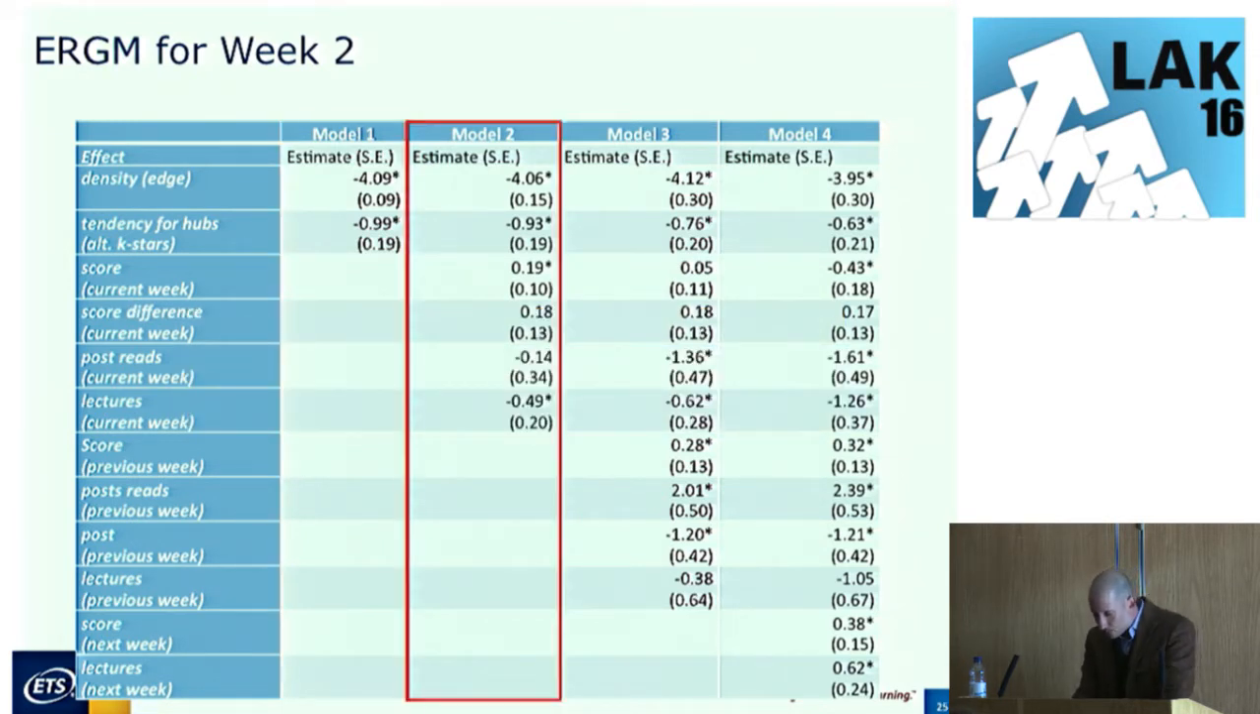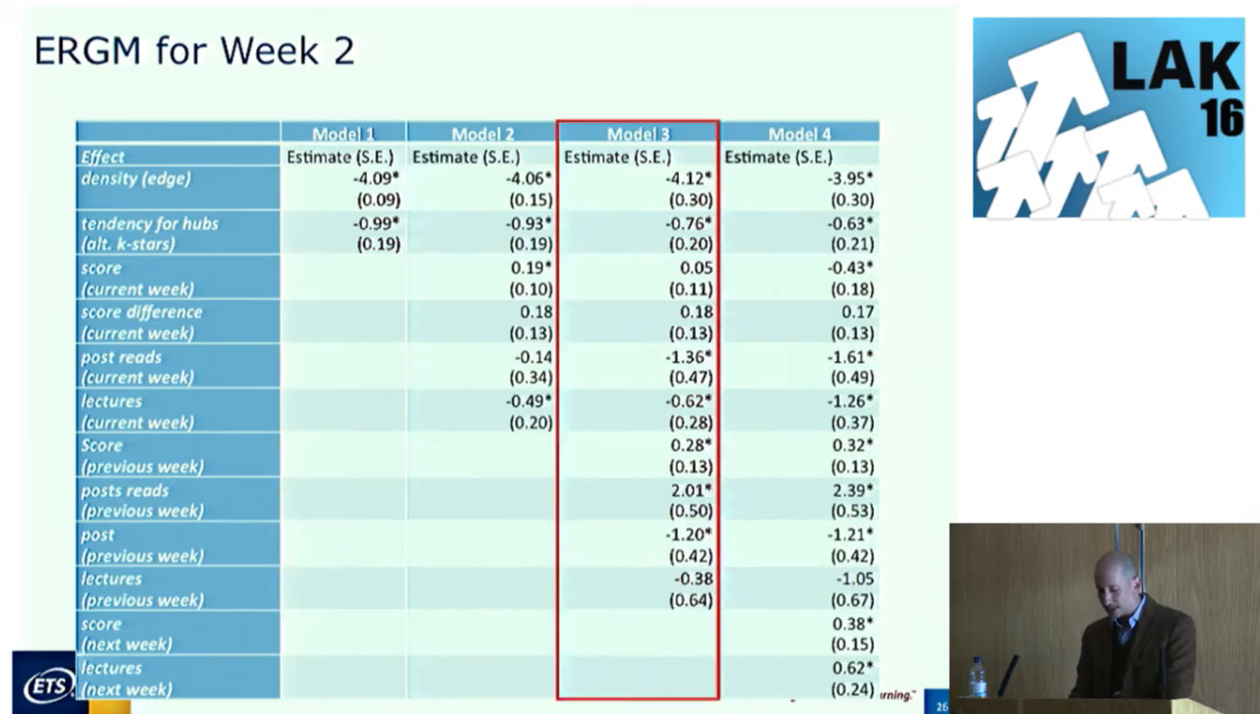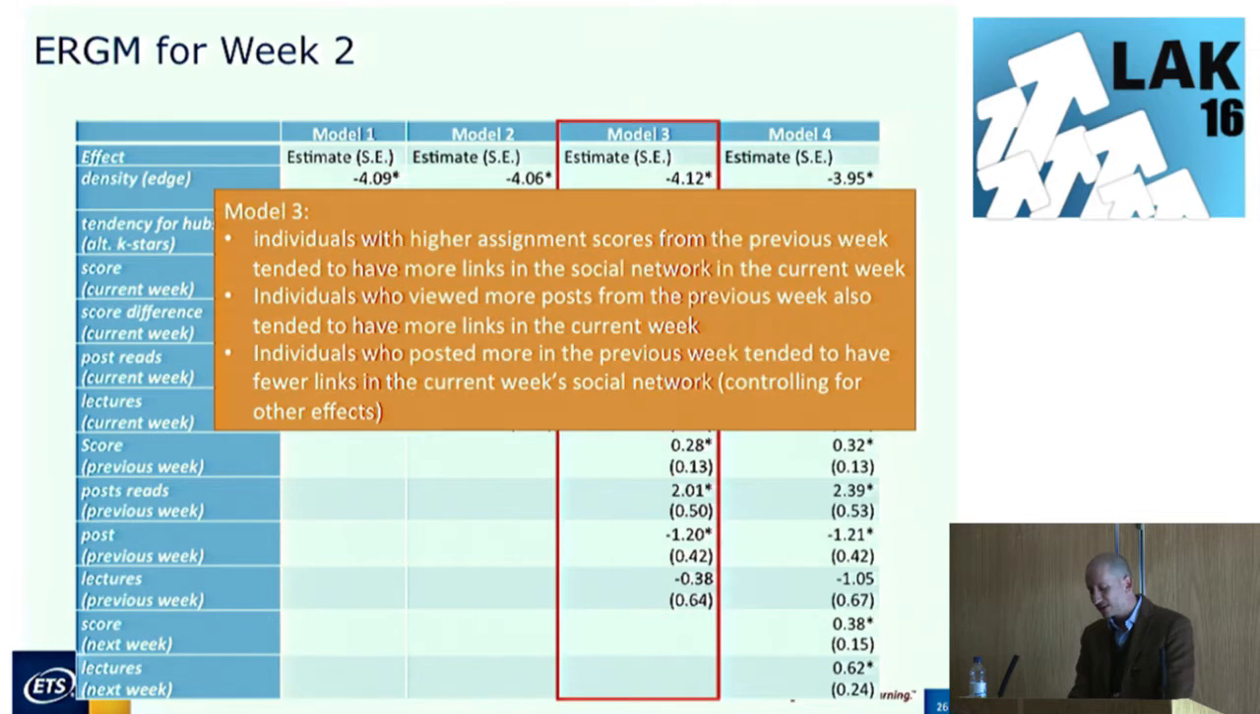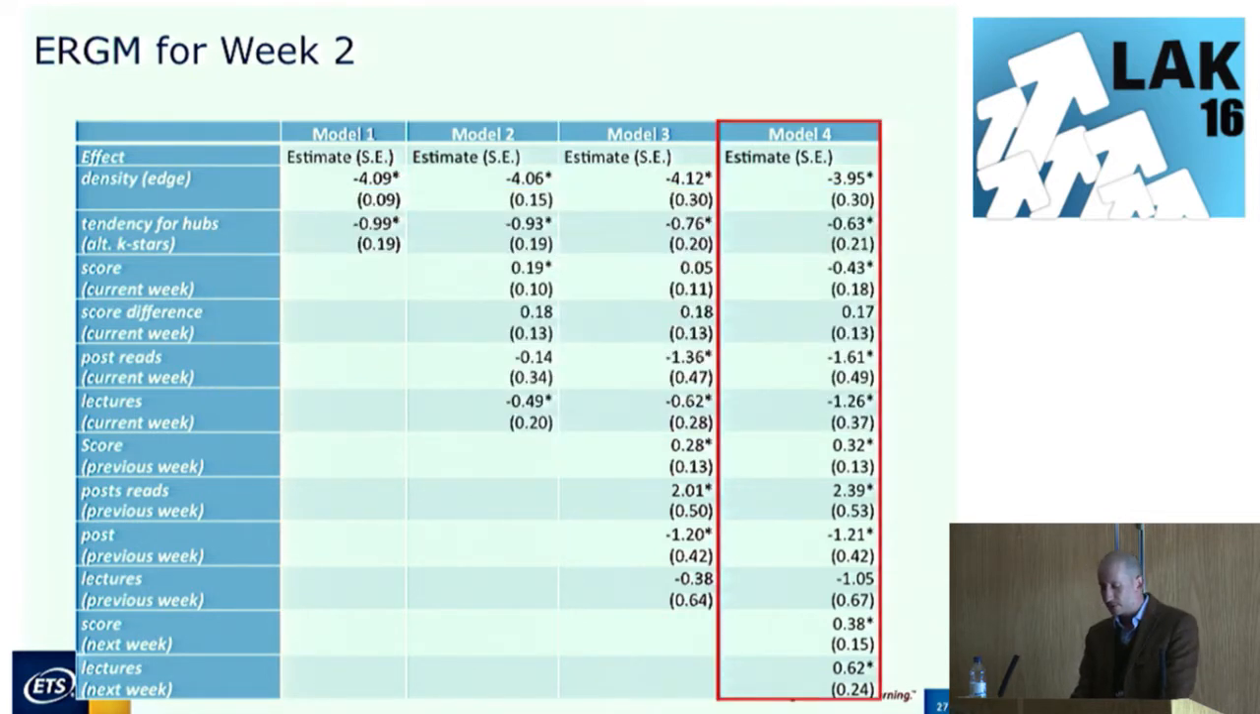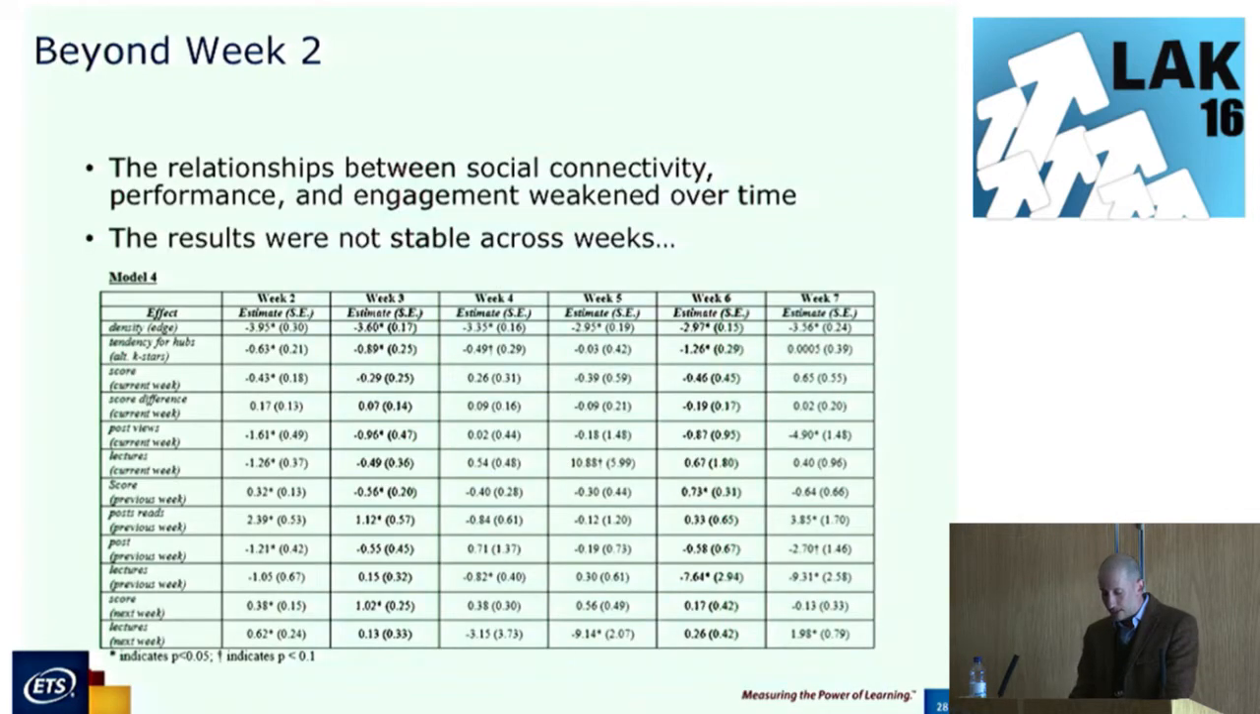When we add the things that we wanted to look at, we see that scores are significant effects. So performance is positively correlated, meaning the higher performing you are in the present week, the more likely you are to be connected in the present week. And that turns out to persist across the past and the future. So I'll let you look at these tables in the paper because it's really hard to look at them here anyway. And just say, here's the sort of downside.